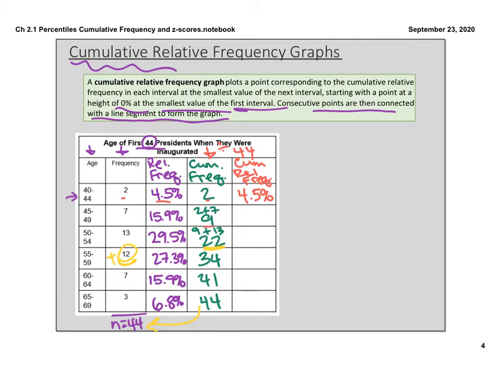Now I'm going to look at 9 divided by 44. So that's 20.5%. Then I'm going to look at 22 divided by 44, which is exactly 50%. Then I'm going to look at 34 divided by 44, and I get 77.3%.